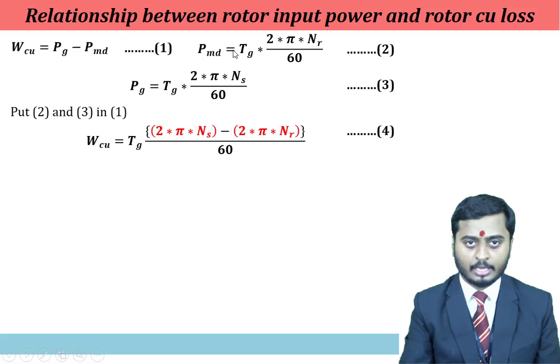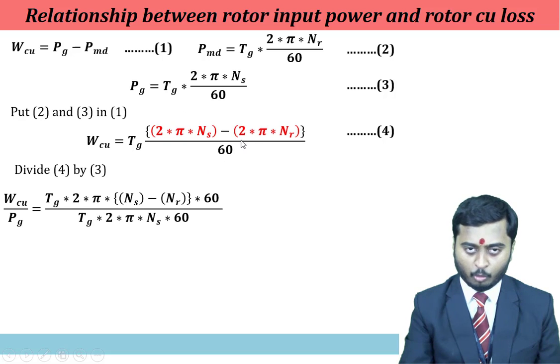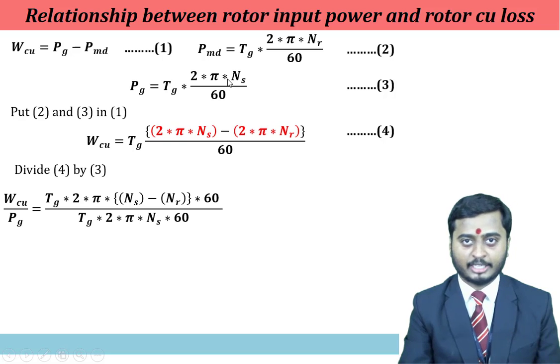So what we will get? As Tg is there in both the cases, I will take Tg as a common, and 2 pi, because here first we have taken Pg. So it will be Tg into 2 pi ns minus 2 pi nr upon 60. And now again what I can do, I have to divide this equation number 4 by equation number 3. Why? Because here we will get the relationship for slip. We know that ns minus nr upon ns is nothing but slip.